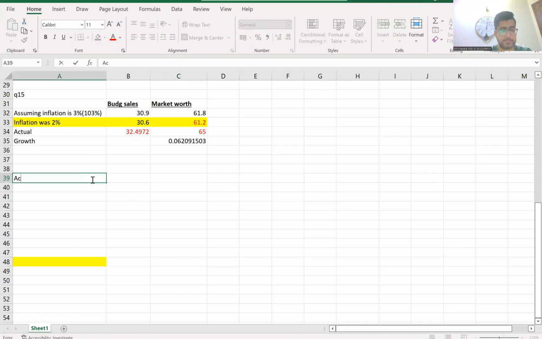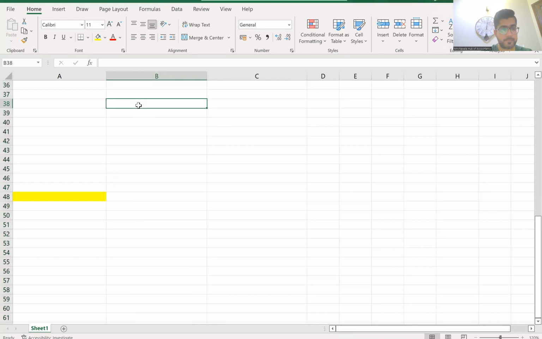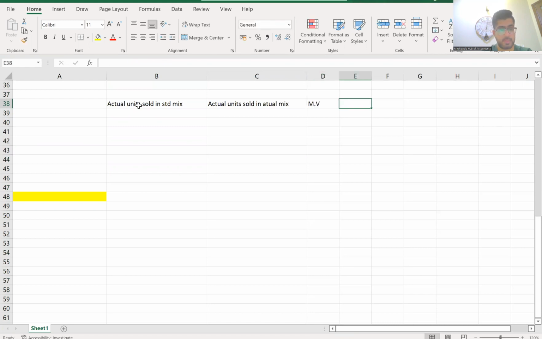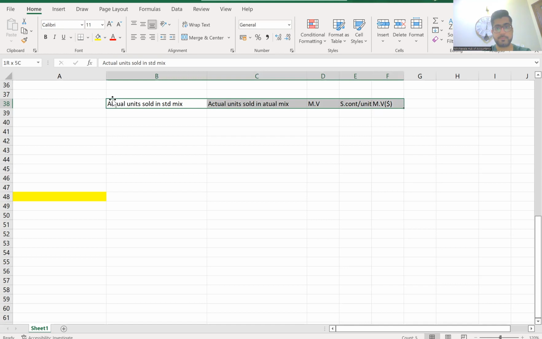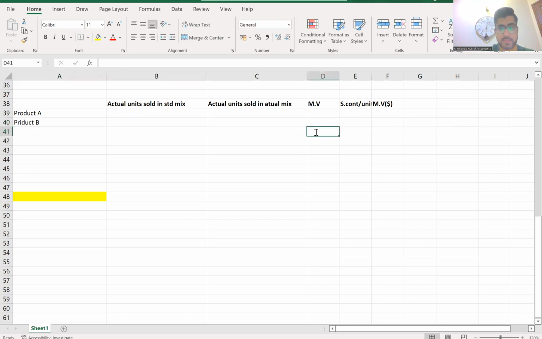In sales mix variance, you take actual units sold in standard mix and compare with actual units sold in actual mix, which makes mix variance, times standard profit or standard contribution per unit, giving mix variance in dollars. This is the format. You write product A, product B. Remember, this mix variance comes here as 0, the net of all.